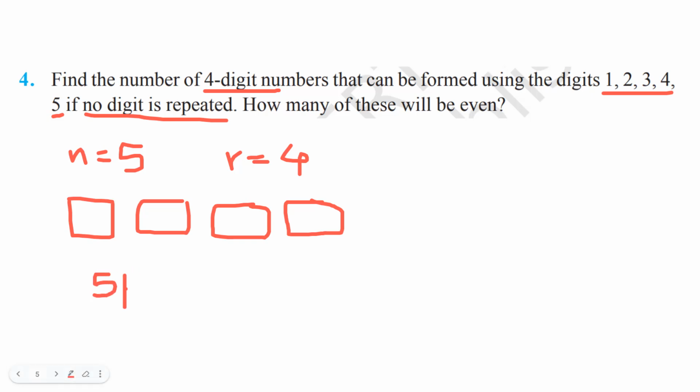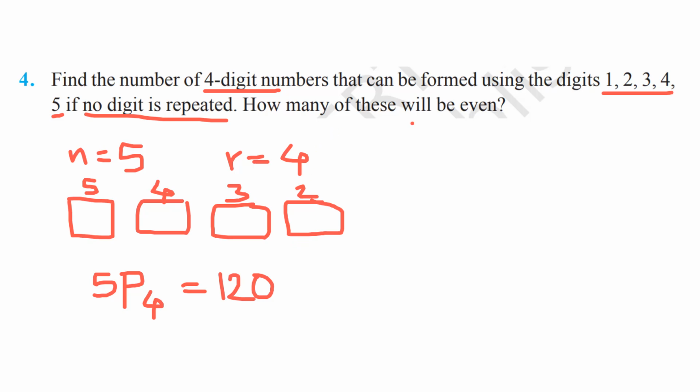5P4, because we can have 5P4 permutations from 5 distinct objects, taking 4 at a time. It means we can have 5 different options here, 4 options here, 3 options here and 2 options here. So 5 multiplied by 4 is 20, 20 multiplied by 3 is 60, multiplied by 2 is 120. So 5P4 is equal to 120 different 4-digit numbers.